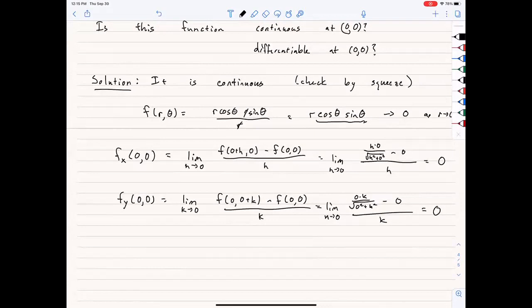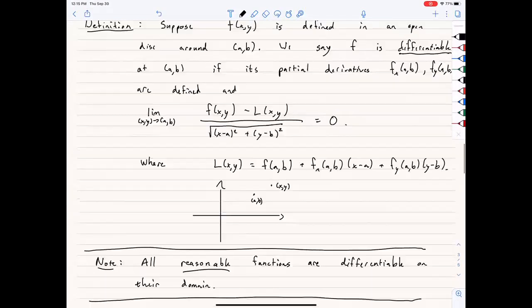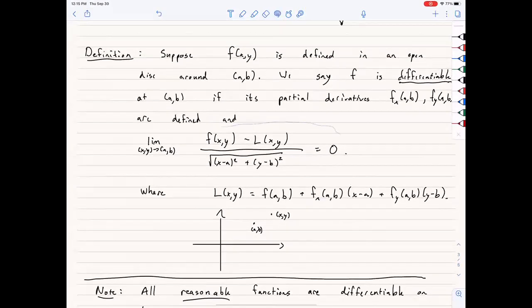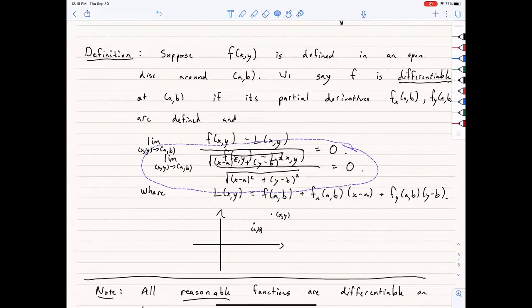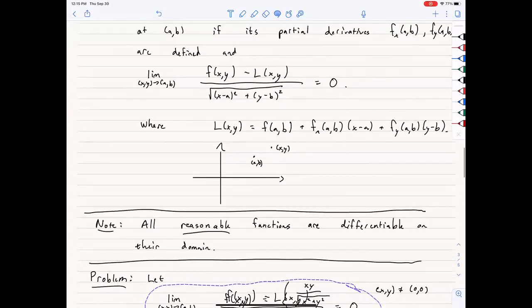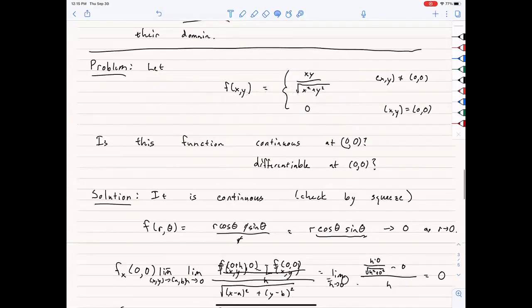Now, what's going on? I said I agreed with everybody that this is not differentiable, but I just took the partial derivatives. They exist. They're both 0. Well, differentiability is not determined by whether the partials exist or not. It's determined by its definition, that this limit must be 0. So, let's check this.